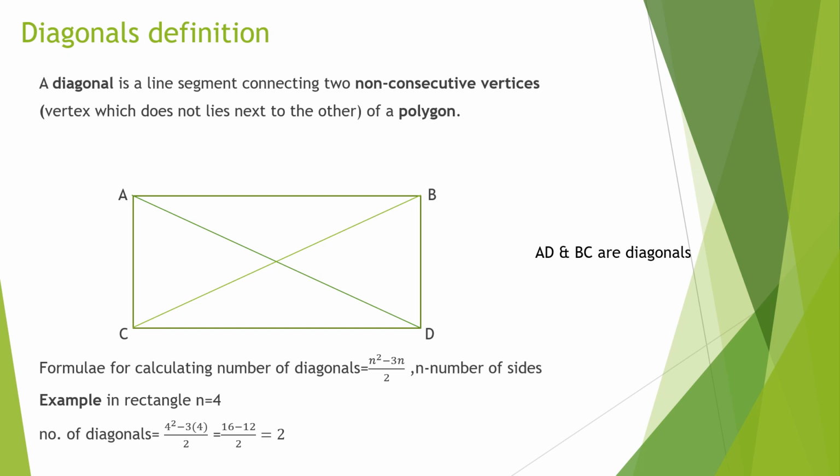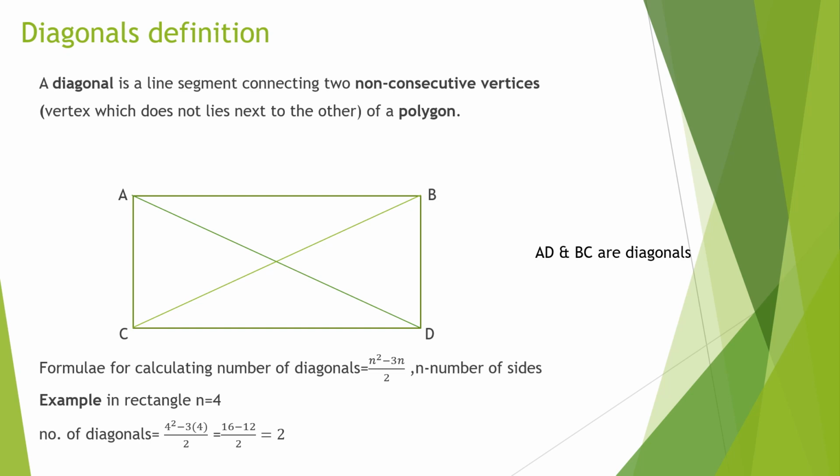Next is the definition of diagonal. A diagonal is a line segment which is connecting two non-consecutive vertices. Non-consecutive means the vertices which do not lie next to each other. So here A and C are consecutive vertices, A and B are also consecutive vertices, but A and D are non-consecutive vertices. So AD and similarly BC are diagonals, and we have a general formula for calculating the number of diagonals, n squared minus 3n upon 2, where n is the number of sides.